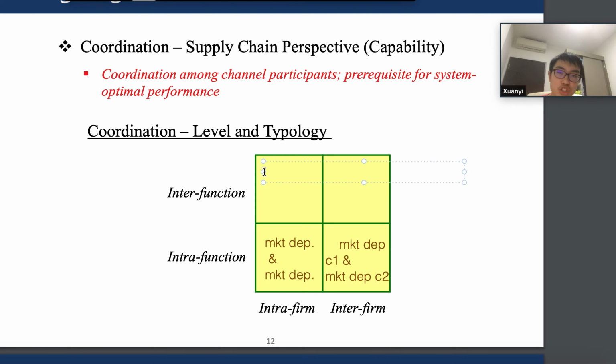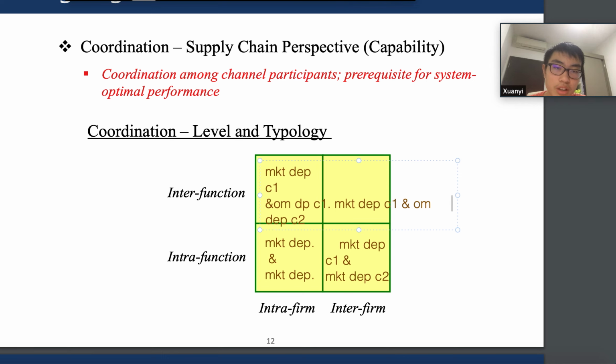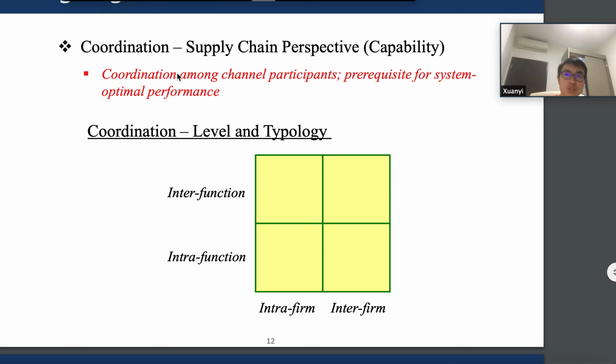Moreover, inter-function and intra-firm coordination. For example, the marketing department of company 1 and the operations management department of company 1. So this is basically within the same company. And lastly, inter-firm and inter-function can be the marketing department in company 1 and the operations management department in company 2. So that is an example for the second. Okay, so this is the main idea I want to give you guys. It is definitely really important to identify how well you coordinate and who the participants are in your required coordination.